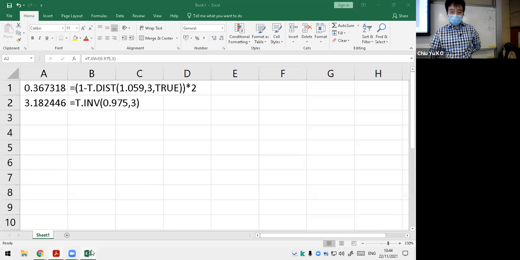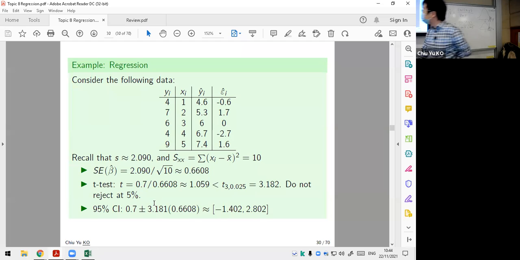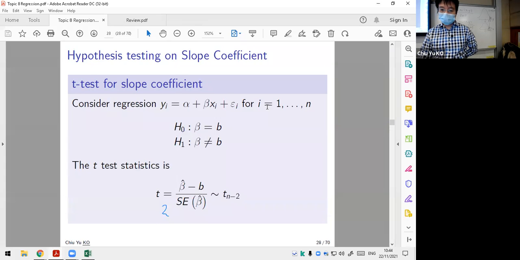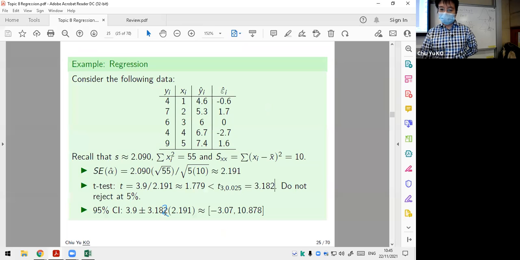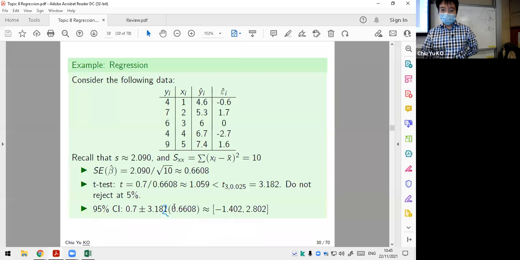Actually, remember this is 2 here, right? So just to remind you, there's a typo. It should be 3.182. The previous one is correct, but I think I have a typo here. This is 3.182. Okay, so that's how you do the hypothesis testing for alpha and beta.